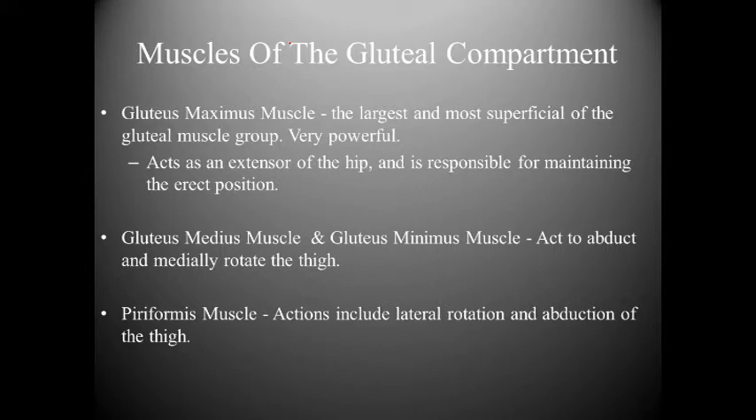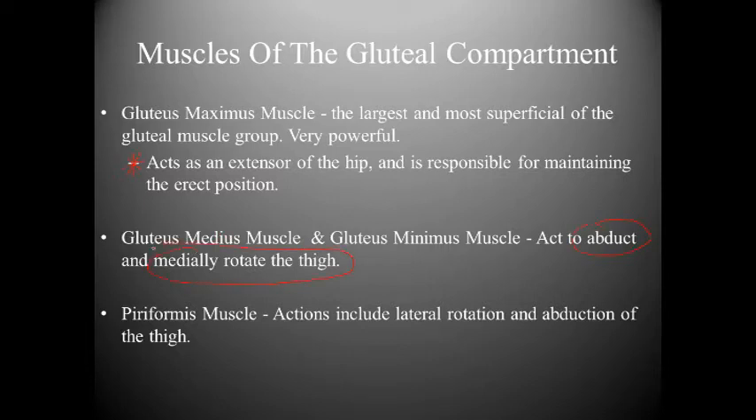So, the muscles of the gluteal compartment. First is the gluteus maximus muscle, which is the largest and most superficial of the gluteal muscle group. It's very powerful, and this is one of those that you typically hear referred to a lot. It acts as an extensor of the hip and is responsible for maintaining the erect position. So simply know this: the gluteus medius muscle and the gluteus minimus muscle act to abduct and medially rotate the thigh. So once again, know the function.